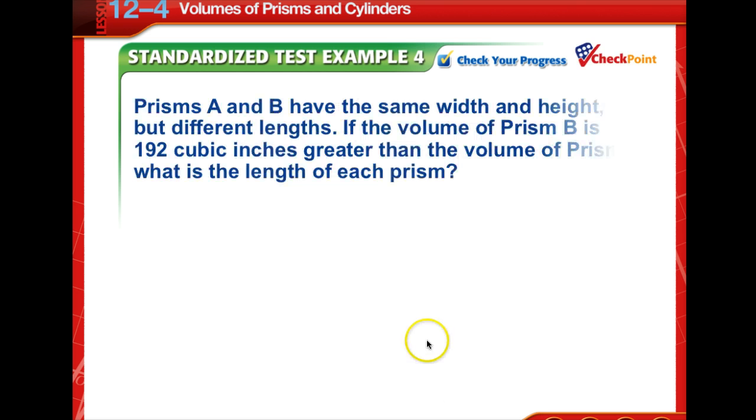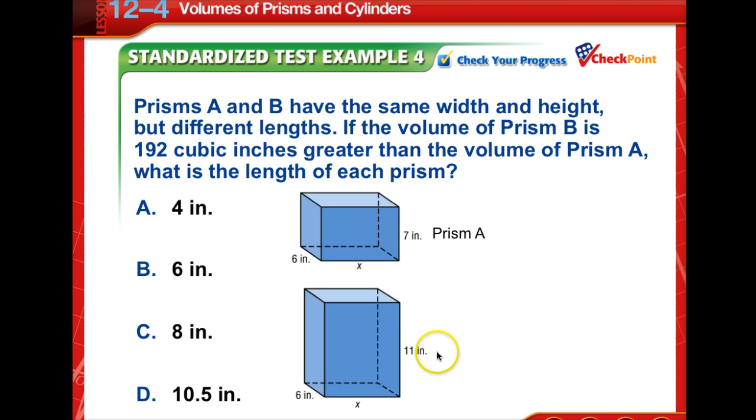Okay, time for you to show your stuff and work this standardized test example similar to the previous example. Pause the video, work the problem, then come back and check your answer.